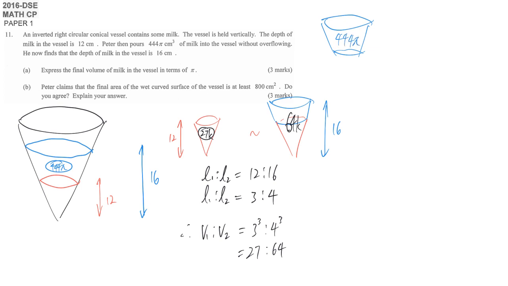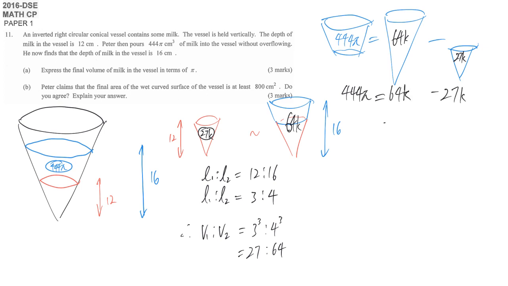And how we get this frustum is we use the total height and then we subtract the smaller cone. That's how we get the volume of the frustum. We already let the large cone be 64K cm cube and the small cone be 27K cm cube. So by doing this, we can build up equations with K as the unknown. Then we can sort out how large each unit is. So 444 pi is equal to 64K minus 27K. So each unit is 444 pi divided by 37. K is equal to 12 pi.